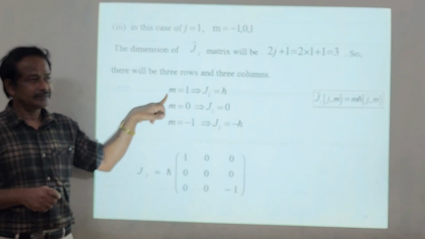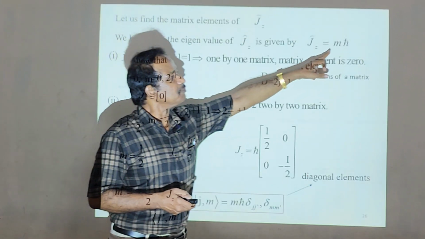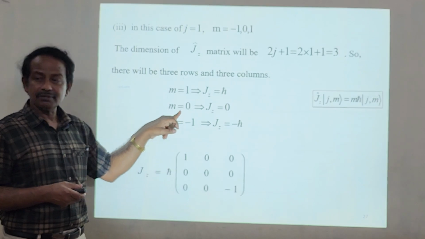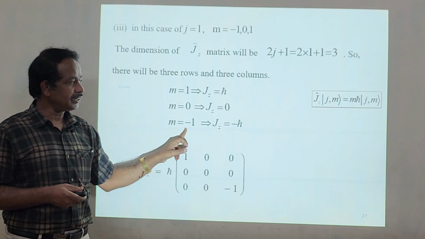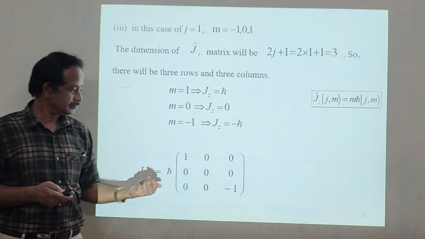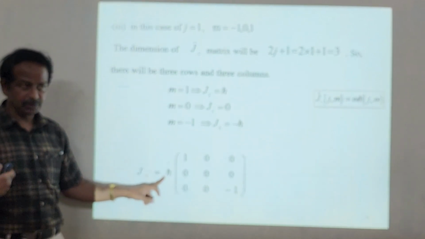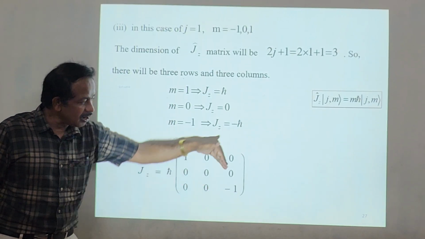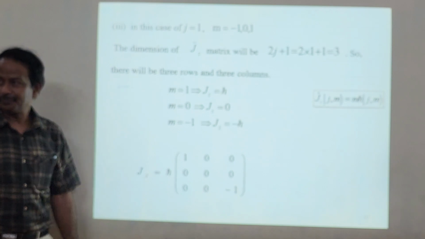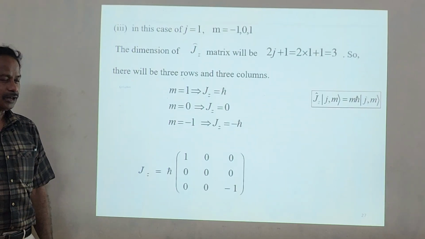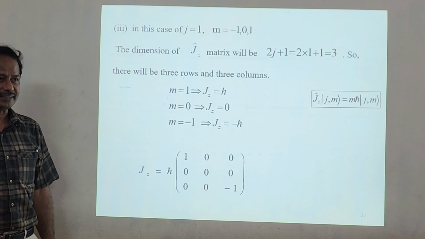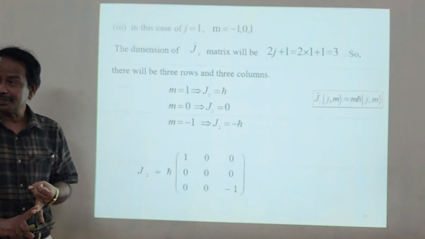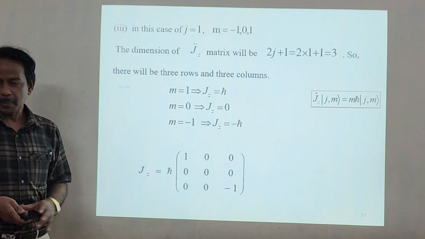For m equals 1, the formula is m h bar, so Jz will be h bar. For m equals 0, Jz will be 0. For m equals minus 1, Jz will be minus h bar. So in a matrix, Jz will be h bar, you pull h bar out, 1, 0, minus 1. They are all diagonal elements, and the off-diagonal elements will be 0. Is it okay? This is how to represent Jz as a matrix. So we have found the eigenvalue of Jz and the matrix element of Jz. Very simple one.